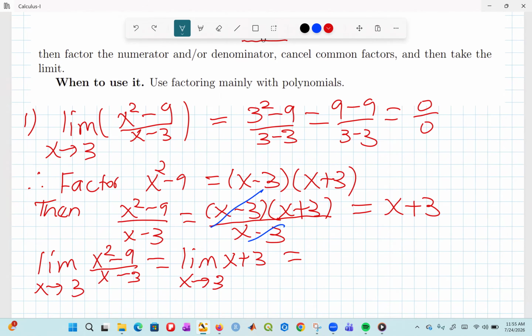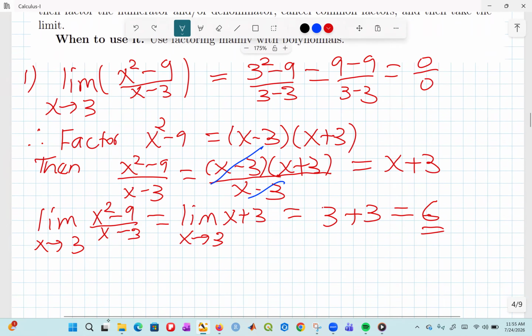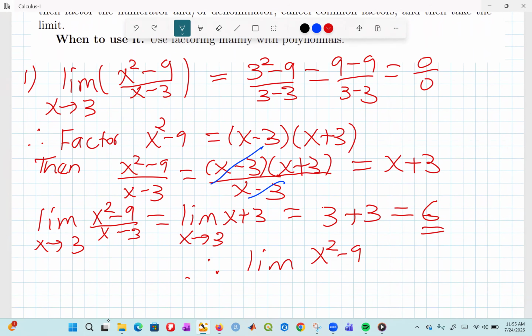Now let's apply direct substitution. Then 3 plus 3, which equals 6. We got a real number. Therefore, the limit of x squared minus 9 over x minus 3 as x approaches 3 equals 6. This is the second technique of the limit, using factoring.